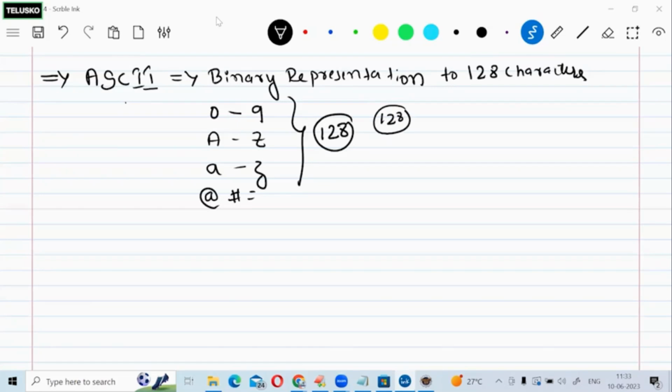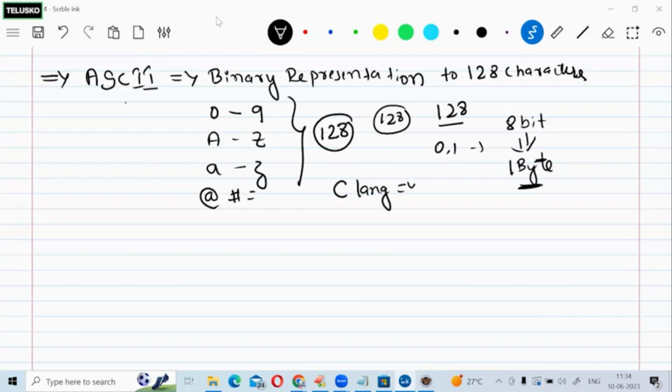For all the 128 characters, do we have decimal and binary representation? For 128 characters, if you want to convert them to zeros and ones, how many bits are required? 8 bits means how many bytes? Have you at least heard of the C programming language? I am aware you don't know C language. Forget about this. At least have you heard of it? Yes, you have heard of it. C programming language follows the ASCII format. Which format do they follow for characters?